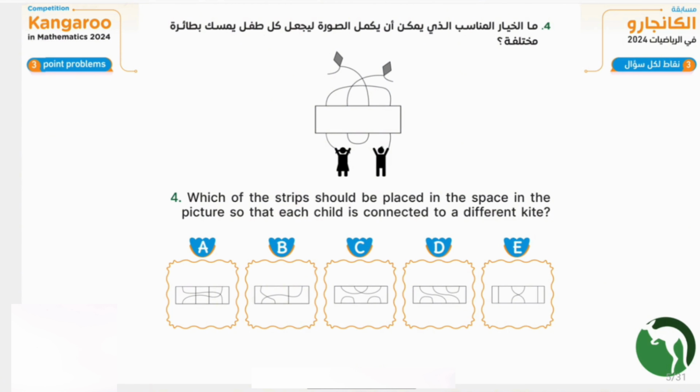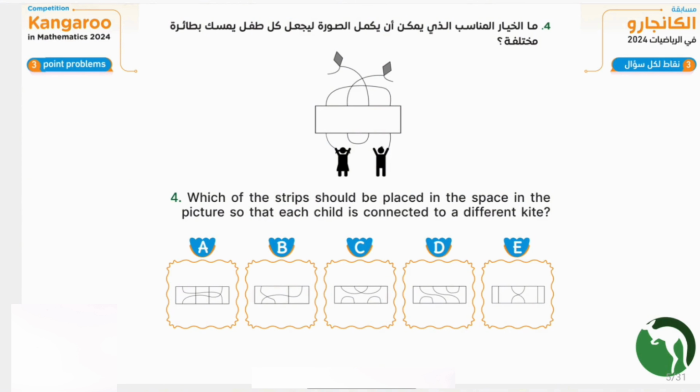Okay, now in question number 4, which of the strips should be placed in the space in the picture so that each child is connected to a different kite? At first let's check the first answer, which is A. As we can see here, the first one is connected like this, and this one is connected like this. Now these two lines are close to each other, and this is not correct. So A is not the correct answer.